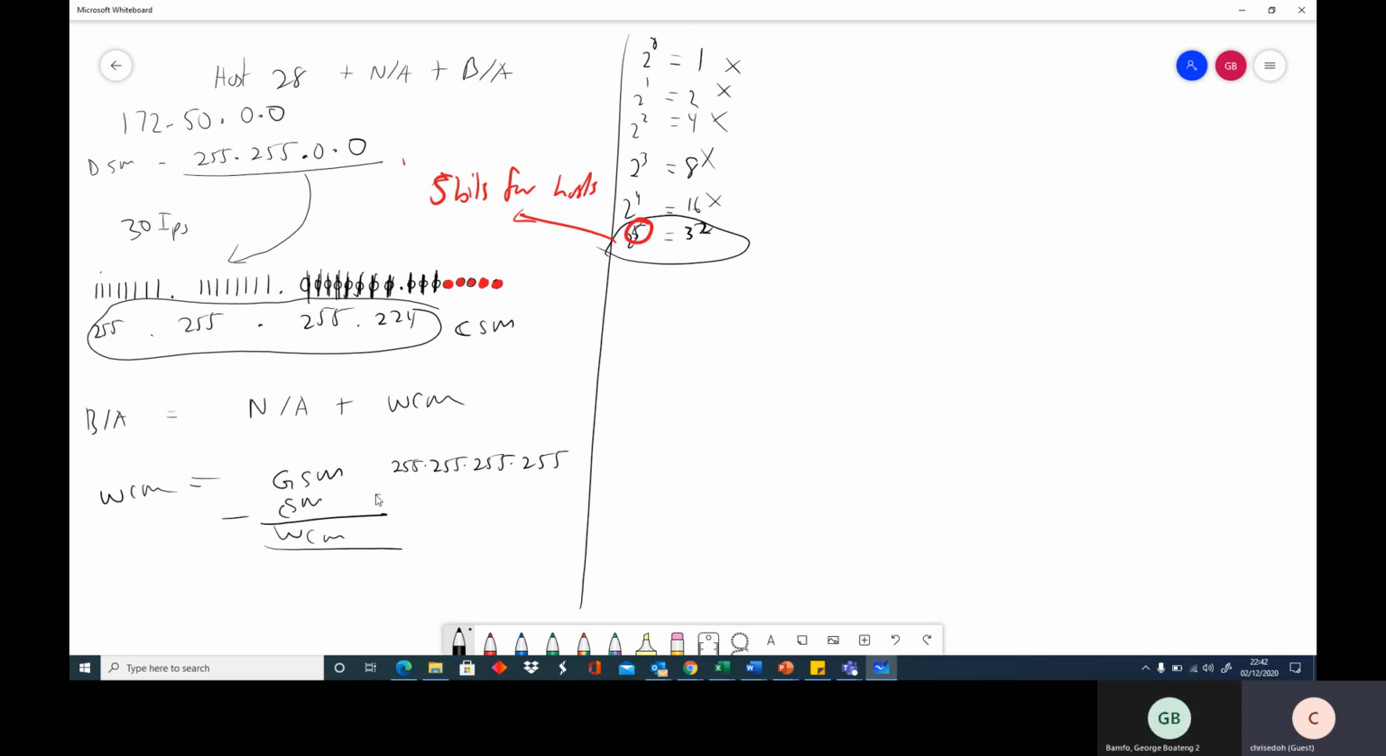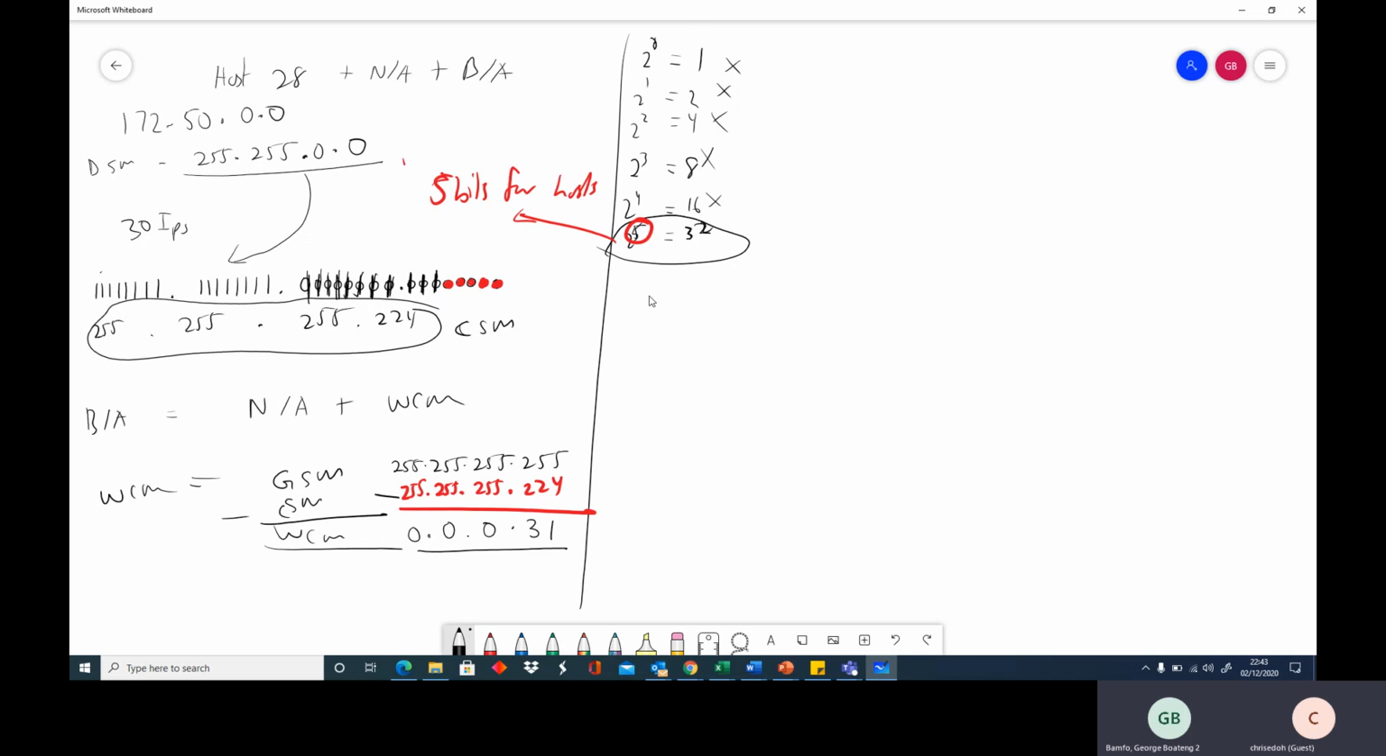255.255.255. And there was our custom subnet mask, 255.255.255.224. So what do we have? Zero, dot zero, dot zero. And then the last one will be dot 31. This is our wildcard mask.